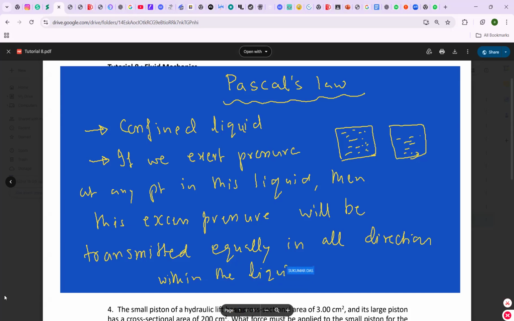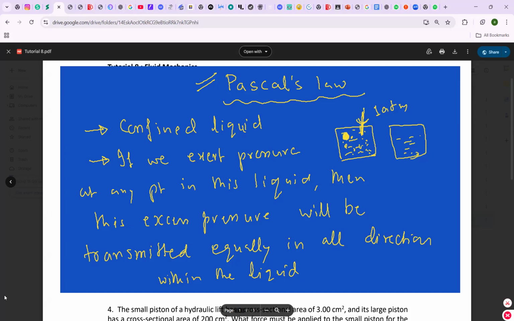So you have exerted extra pressure. So let's say by some method, you are just increasing the pressure by 1 atmosphere at any point. Then at each and every point within this liquid, you will see that there will be an increase of 1 atmospheric pressure. So any change in pressure at any point will be effectively applied at every other point within that liquid. This is called Pascal's law.